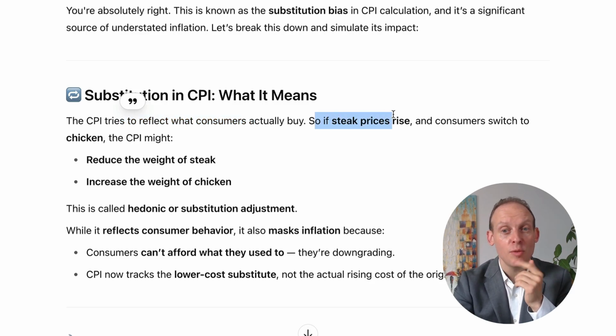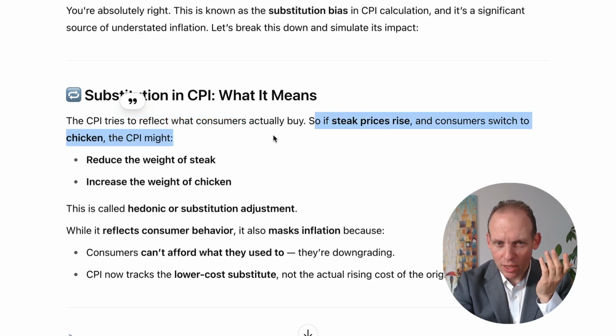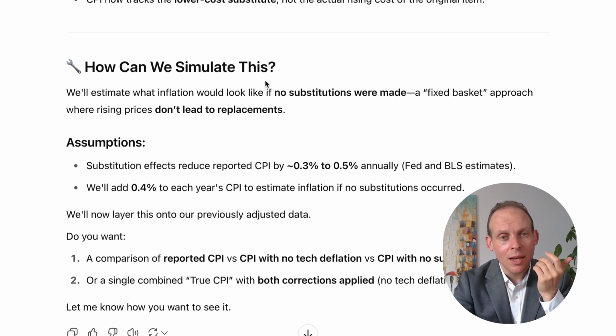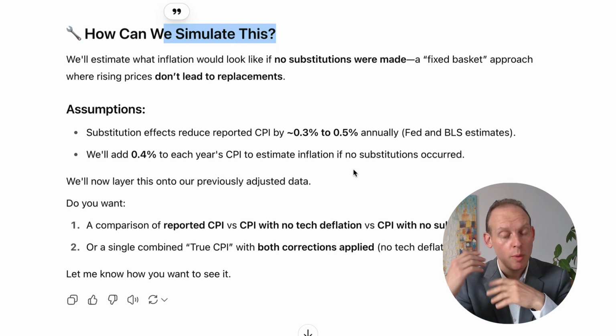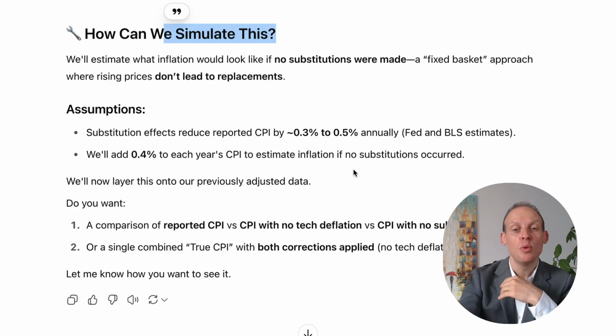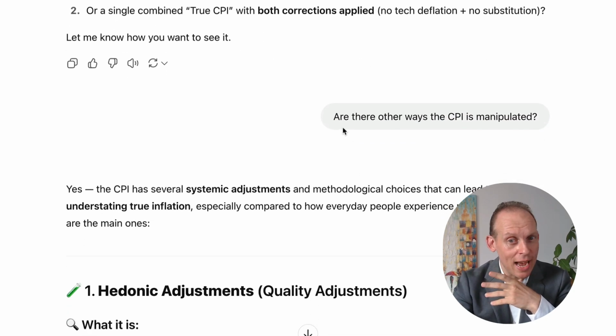So if steak prices rise and consumers switch to chicken, then the CPI reduces the weight of the steak, but not in a natural way. And it increases the weight of chicken, and so this actually has a name, hedonic substitution adjustment. When we simulated this, we added 0.3 to 0.5% to the consumer price index, so the real inflation is rising and we're getting closer to the real number. Then, of course, I asked, okay, well, what are the other ways CPI is manipulated?